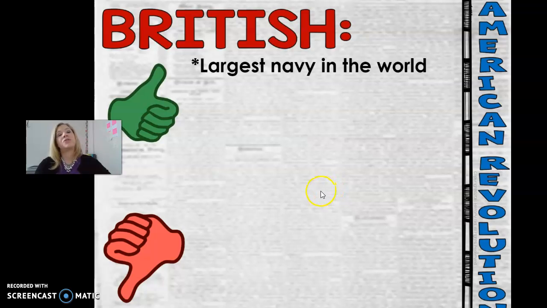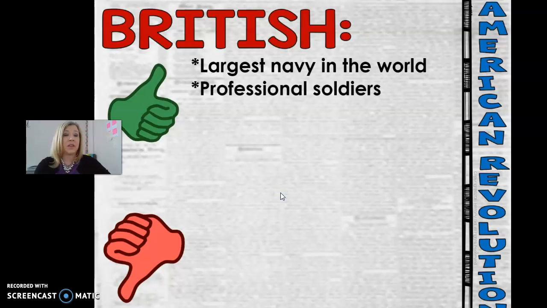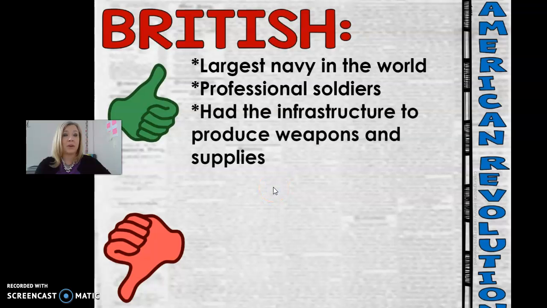A little bit about the British. So some things that are advantages for the British. They had the largest navy in the world. They also have hired professional soldiers. If you recall, many of them already quartered and lived within the homes of British American colonists. So they are hired, they're trained, and they know what they're doing. They also have the infrastructure to produce weapons and supplies. This means that they have the ability to make weapons. They have the ability to make ammunition at their will.